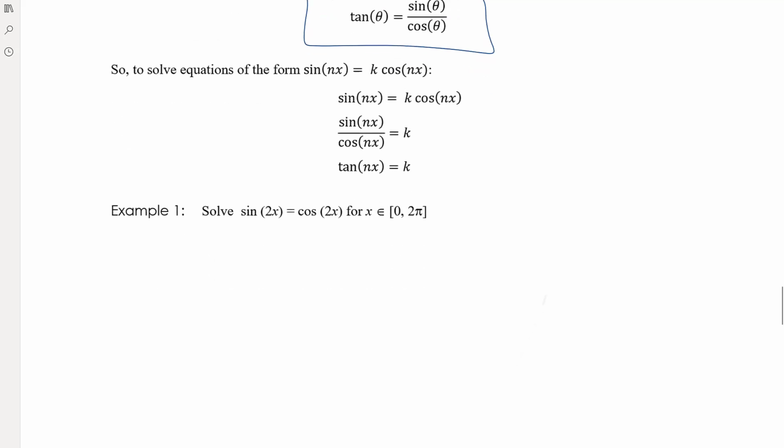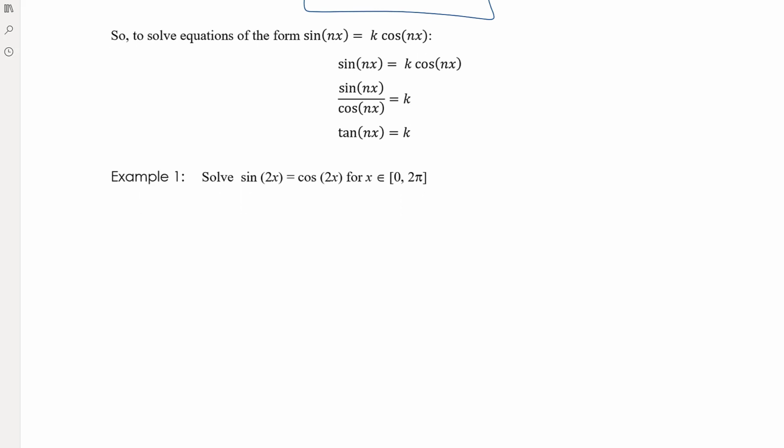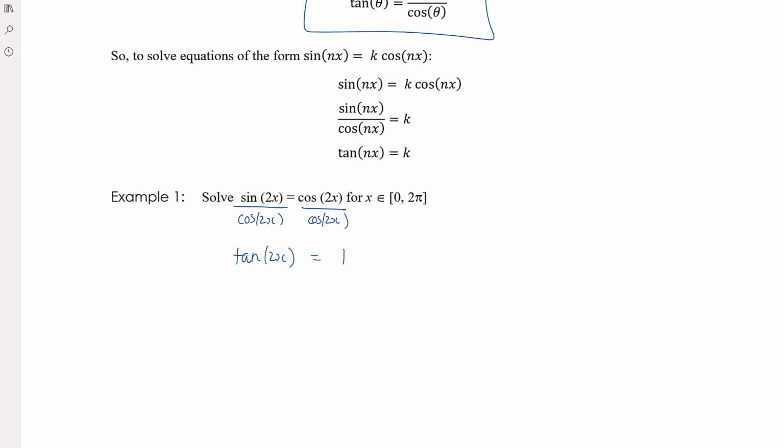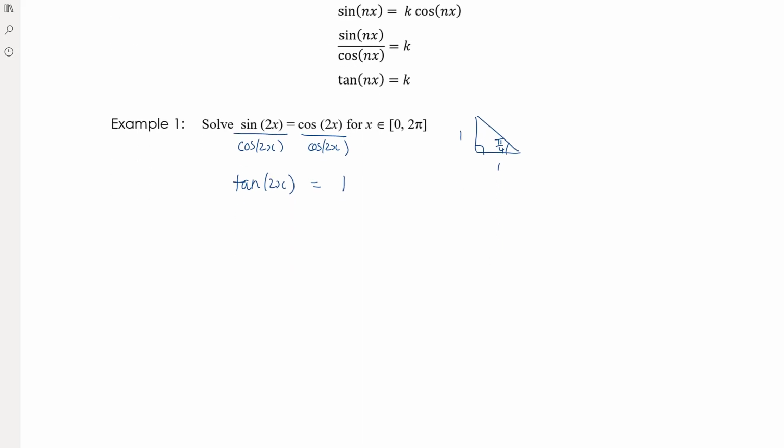So for example here we have sine of 2x equals cos of 2x. If we divide both sides of this equation by cos of 2x, we get tan of 2x on the left hand side equal to 1 on the right hand side. And then it's about solving an equation. Tan equals 1. What's the exact value for that? Pi on 4. Okay. Tan is equal to positive 1. So our solutions are in the first and third quadrants, pi on 4 and pi on 4.